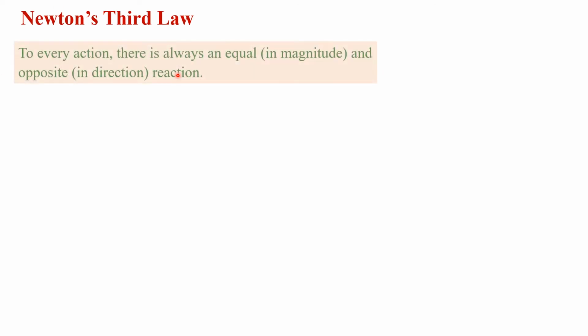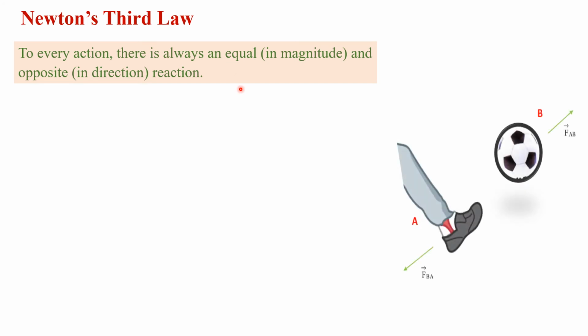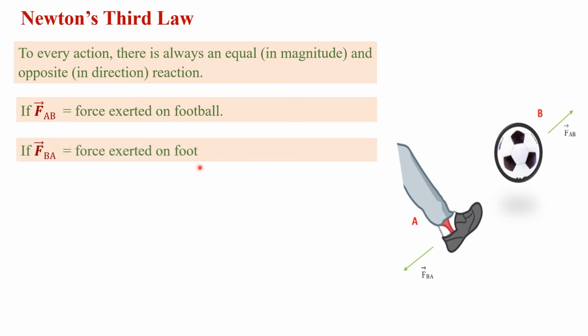Newton's third law of motion, its statement is: to every action there is always an equal and opposite reaction. For example, here when this football is kicked, this foot is applying an action force on this football, and in return this football is applying a reaction force on the foot. If F_AB is the force exerted on the football by this foot, and F_BA is the force exerted on the foot, in the opposite direction, by this football.